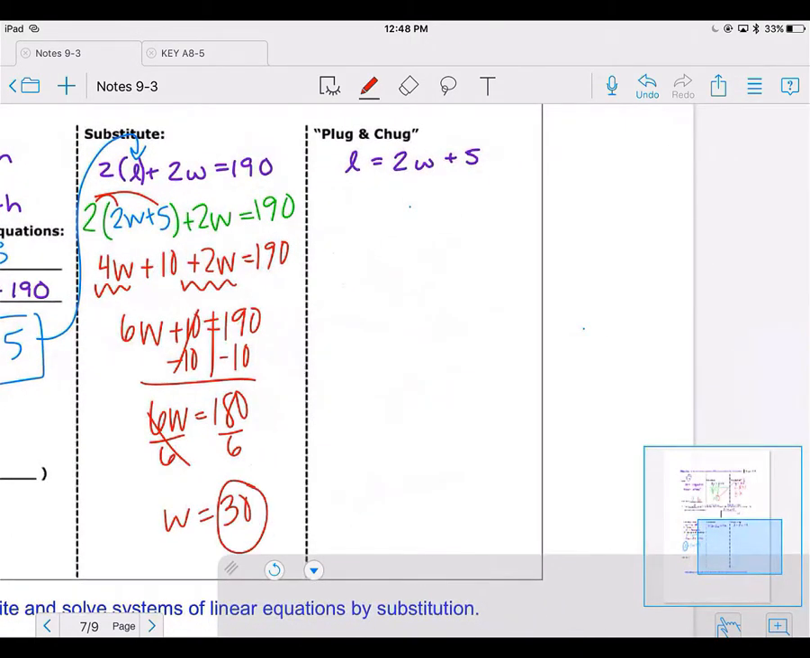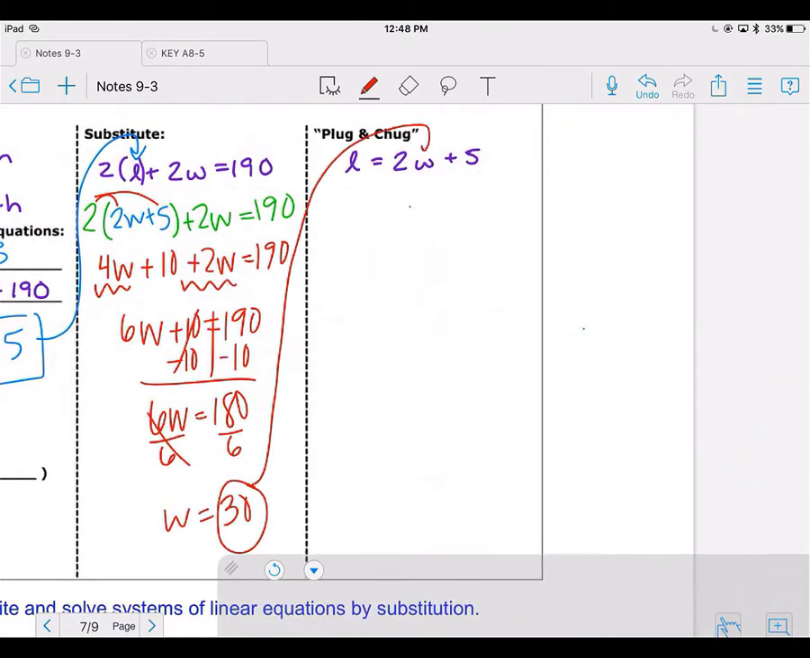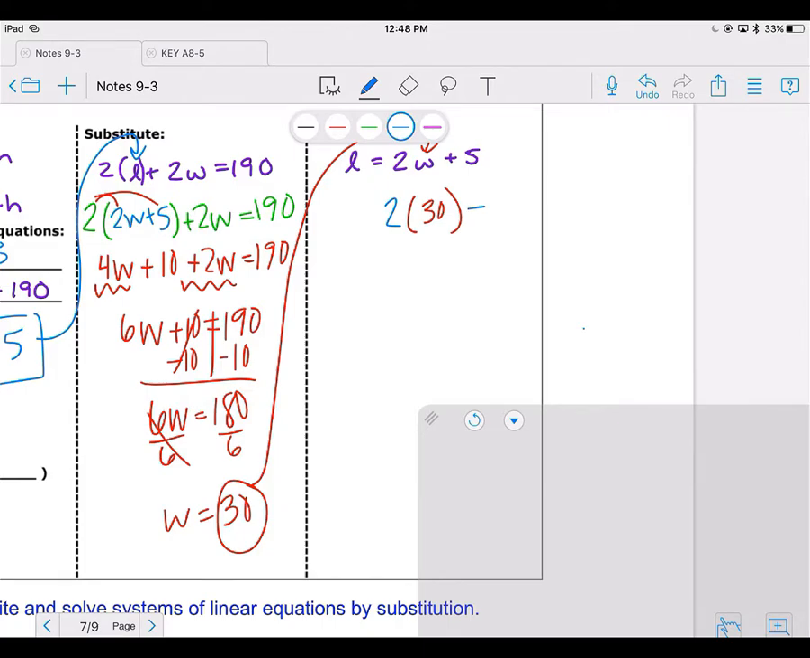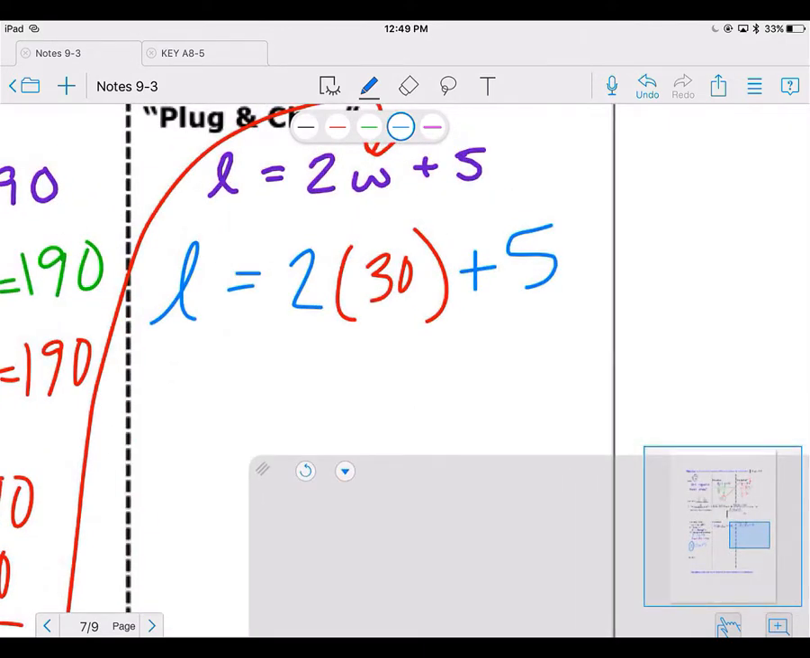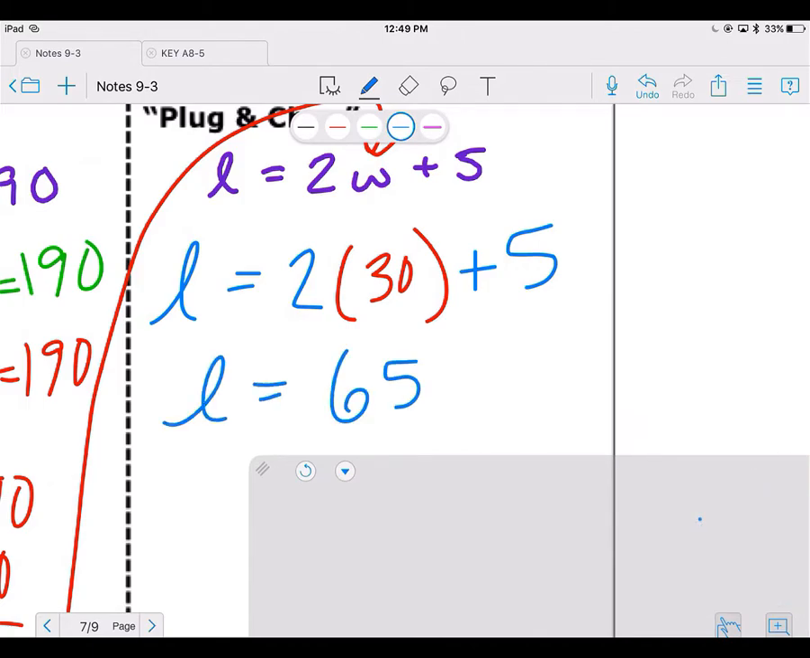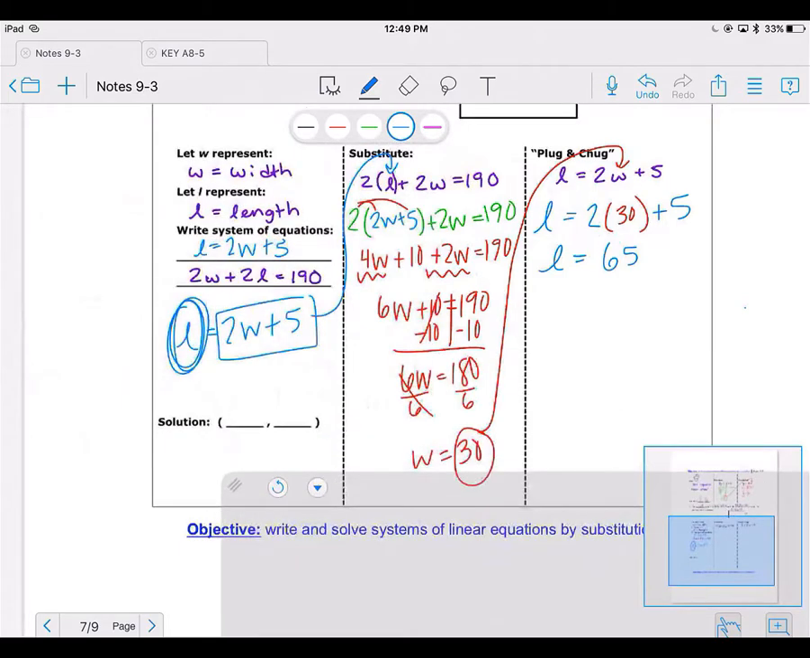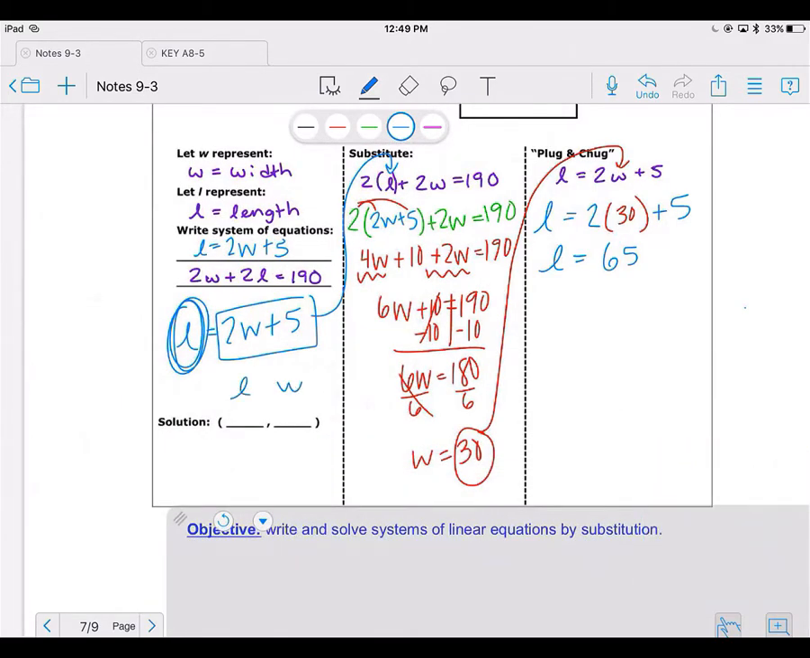In order to solve for the length, it is 2 times the width plus 5. My width is 30, so I am replacing W with 30 and keeping everything else the same. 2 times 30 is 60, plus 5 is 65, so my length is 65. To write my solution, we write them alphabetically, so length is 65, width is 30.